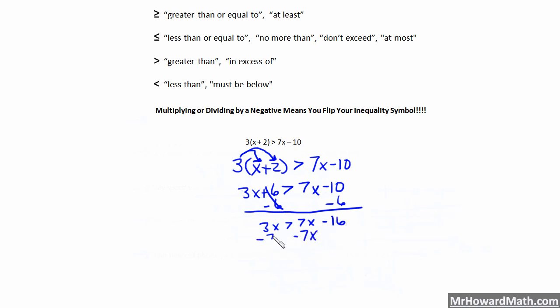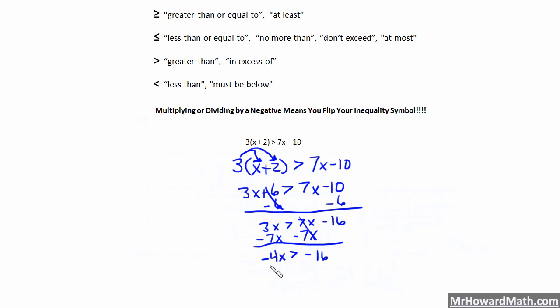Remember, my goal is to get x by itself, so I need all the x's on one side. So 3x minus 7x is a negative 4x. So negative 4x is greater than, notice I subtracted 7x, so I don't turn my inequality over. It's only when you multiply or divide. Subtracting, adding negatives, that doesn't matter. It's only when you multiply or divide by a negative. Multiplying or dividing by a positive number doesn't change anything. Alright, so we have negative 4x is greater than negative 16.